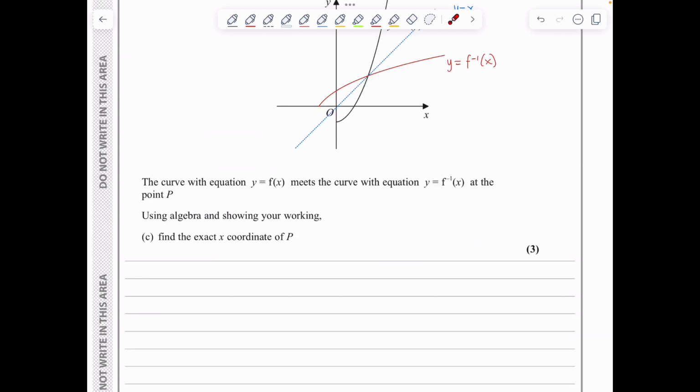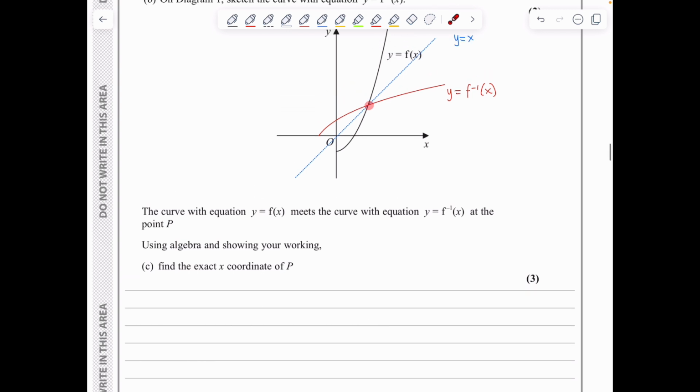In part C, we need to find the exact x-coordinate of P, which is the point of intersection between f of x and f inverse of x, using algebra and showing the working clearly. So if we look back at the diagram, we can see that the point of intersection between f and f inverse is the point here, which also happens to be a point of intersection between f of x and the mirror line y equals x. So this is the point for which we're trying to determine the x-coordinate.